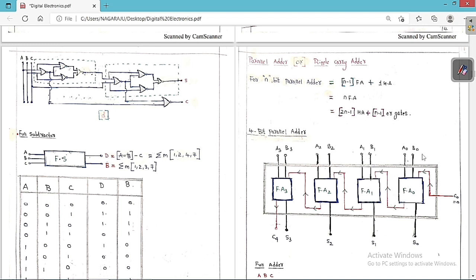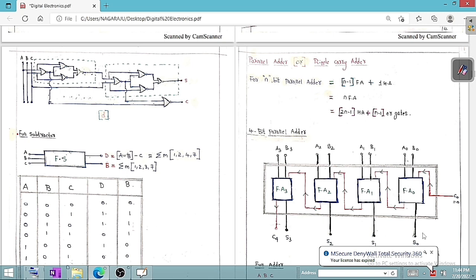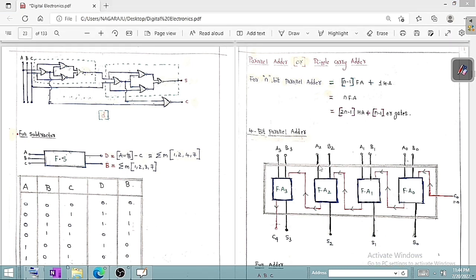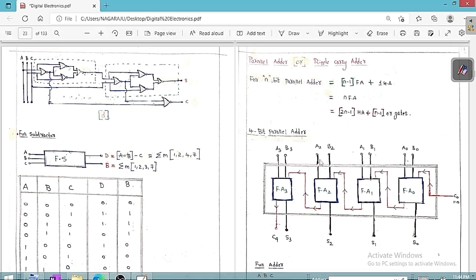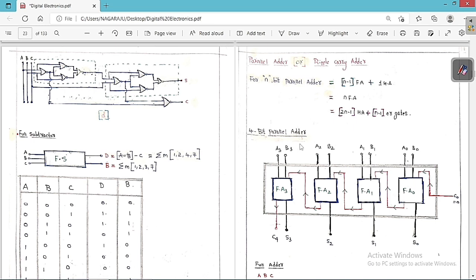So this is A0, B0, this is A1, B1, this is A2, B2, and this is A3, B3. But it's an n-bit parallel adder, so if the full adder needs 3 inputs, initially I am going to give this input as 0. So this is the other input, I am going to take as 0.